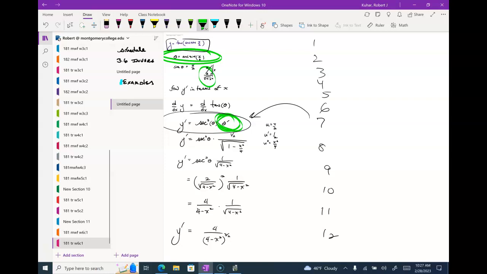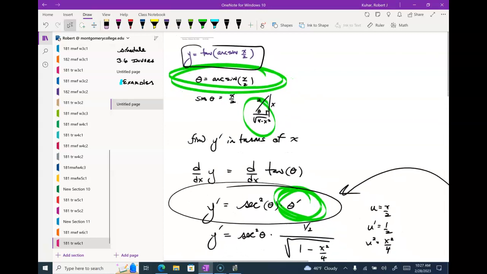Is that theta like sin theta? Say again? Is that theta like it's sin theta? Yes. Theta is arcsine of x over 2, which is the same as saying sine of theta is x over 2. Sorry about that, Berlin.